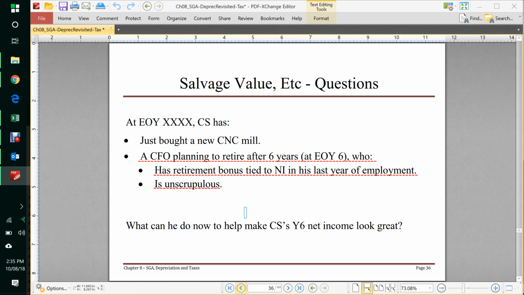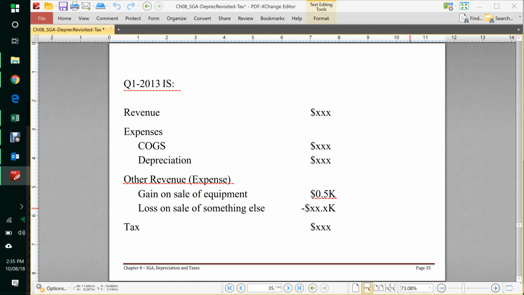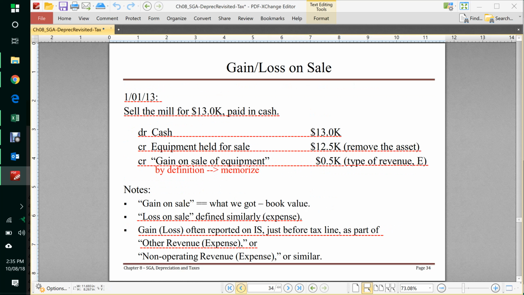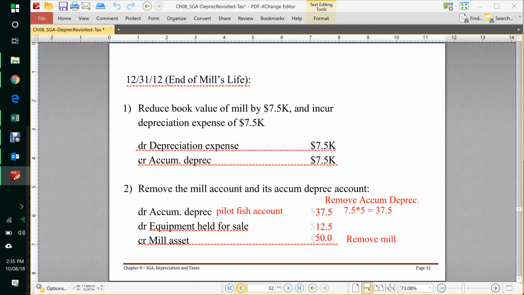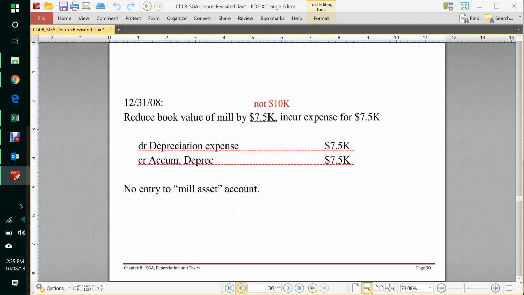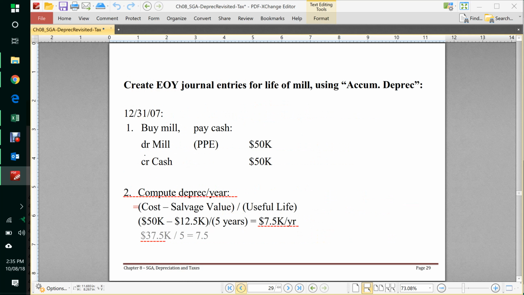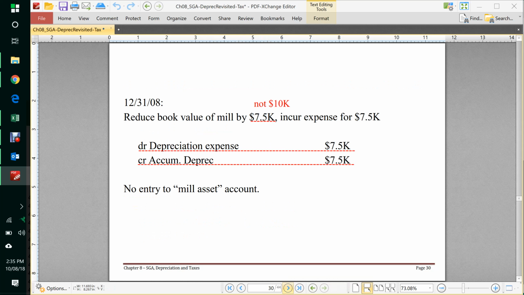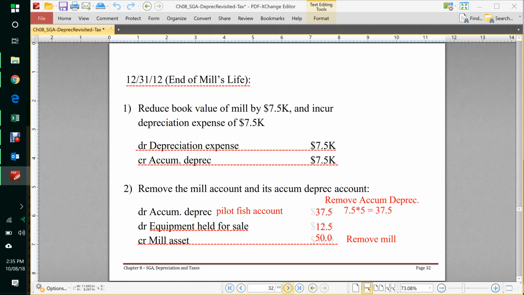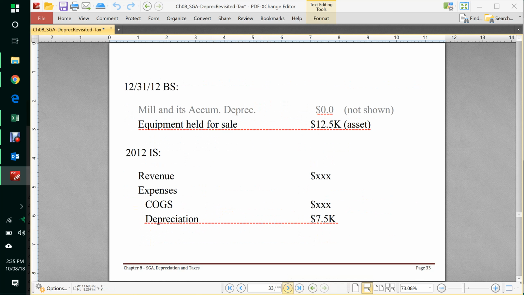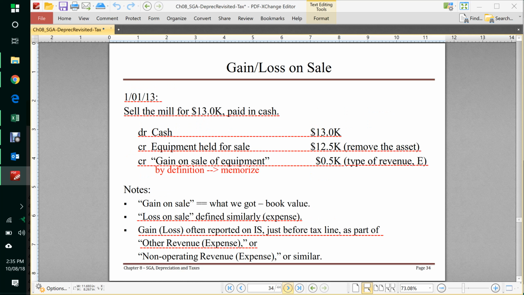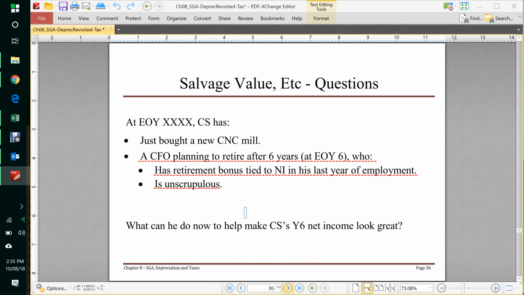So, what could he do now to make Container Space's year 6 net income look great? Well, if he was unscrupulous, he could say, for example, let's not assume that we have salvage value of 12.5 thousand for this thing. Let's say 0, even though he knows full well that on average they're getting around $12,000 to $13,000 for their 5-year-old used mills. And then how's this going to play out here?